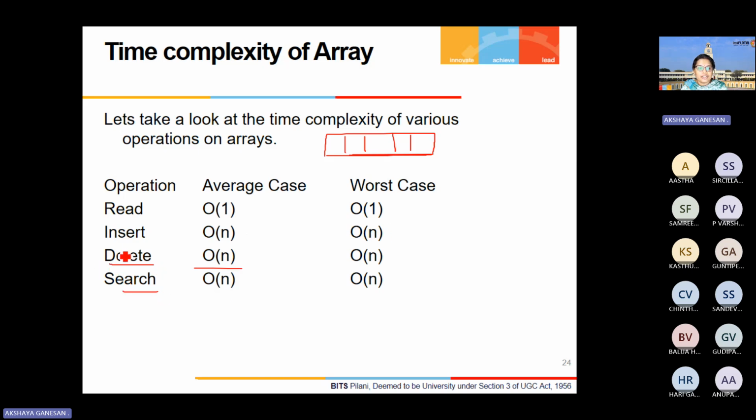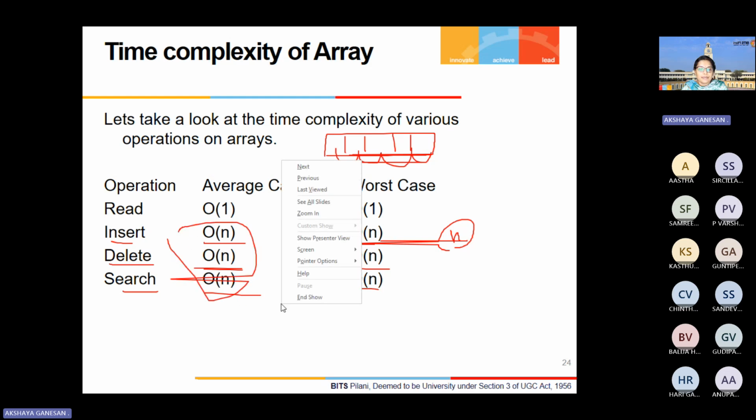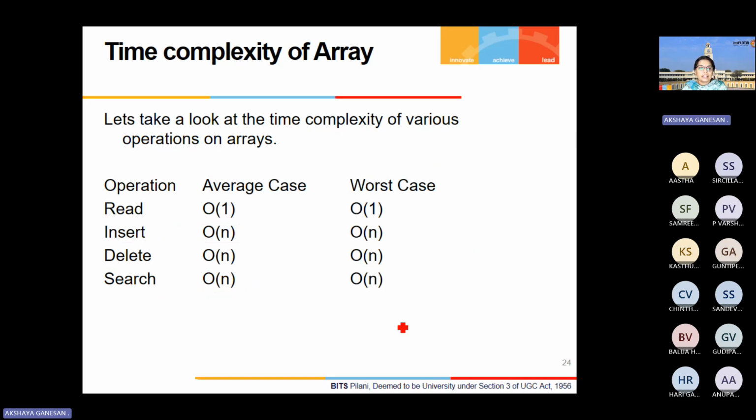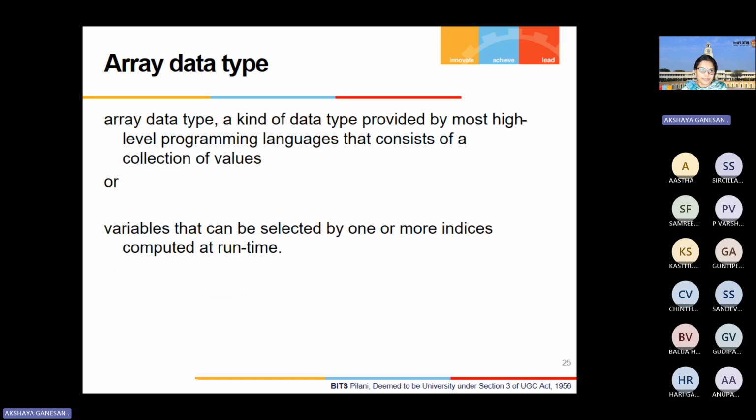And for delete, search, and insert, I have to traverse through the entire array. So it depends on the input size of the array. So that is why we have order of n everywhere here. Okay, so the insert operation might be something like f of n is equal to 5n minus 2 or 3n plus 3, something like that. So all these are functions of n. So that is why the time complexity is also in terms of order of n. Okay.